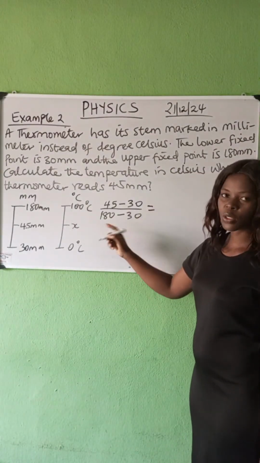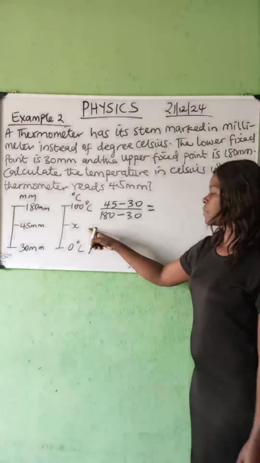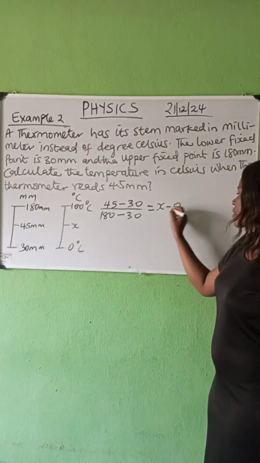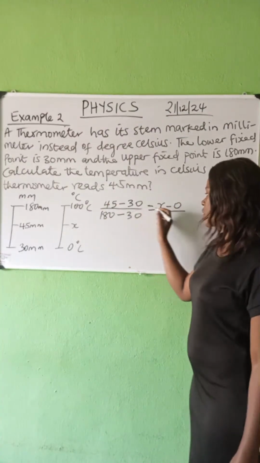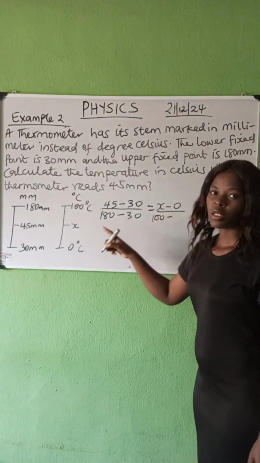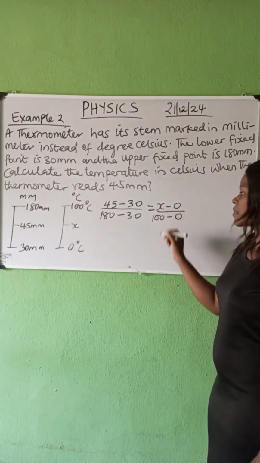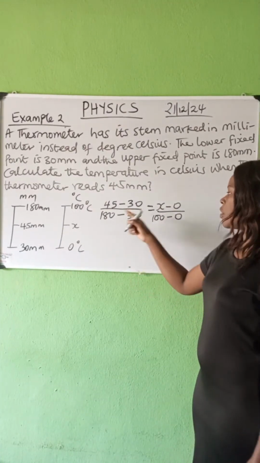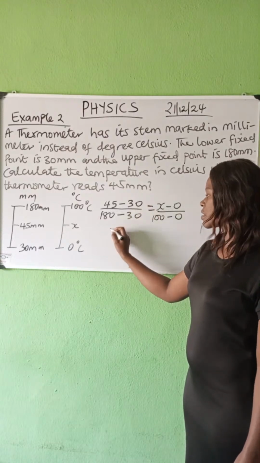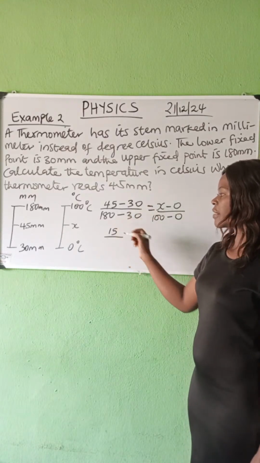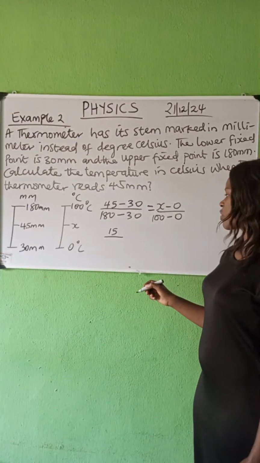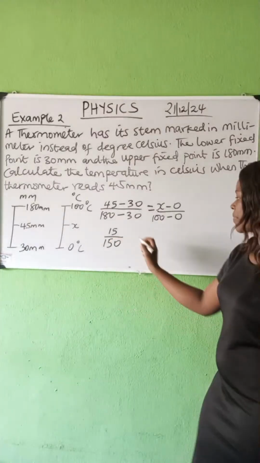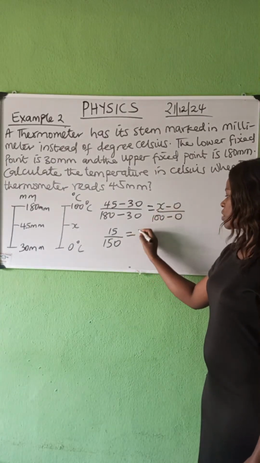Then I will equate it to this one. Is equal to the fundamental interval here, x, minus the lower fixed point, 0, then divided by the upper fixed point, 100, minus the lower fixed point, 0. Is that clear? Okay. Now let's subtract to see what we'll have. 45 minus 30 is going to give us 15, divided by 180 minus 30, which is going to give us 150. Is that clear?